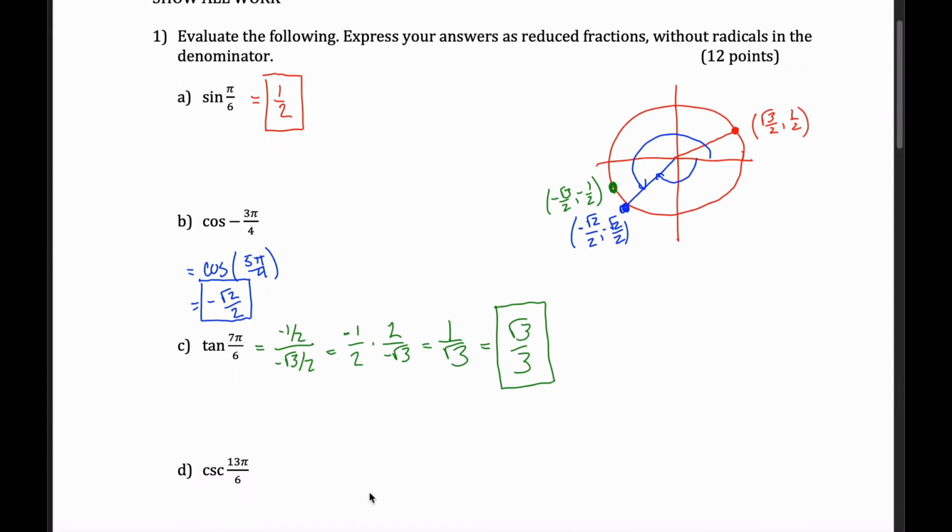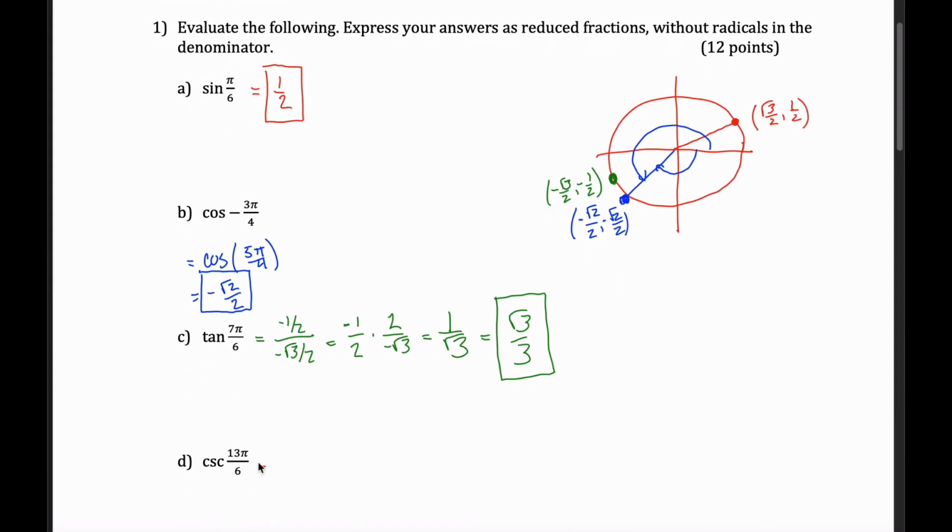Part D, the cosecant of 13 pi over 6. So again, what would probably help is to find a point that's coterminal to 13 pi over 6, because 13 pi over 6 is not in the 0 to 2 pi range that you might have memorized. So if you subtract 2 pi from this, 2 pi is 12 pi over 6. So what I'd be left with is just 1 pi over 6. So the cosecant of 13 pi over 6 is the same as the cosecant of pi over 6. As we saw before, pi over 6 is referring to this point.